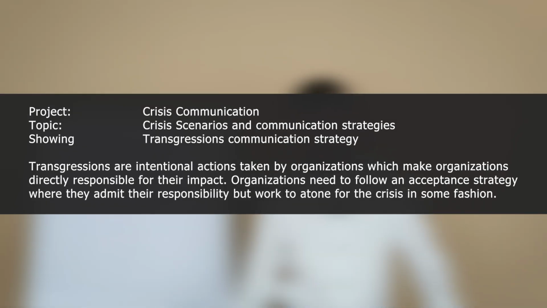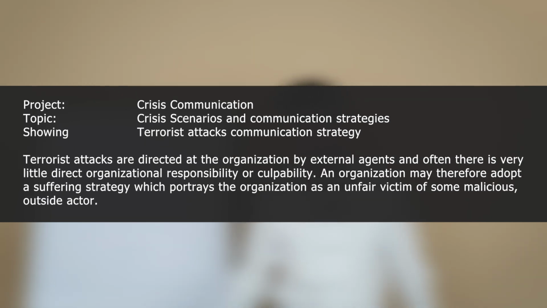Transgressions are intentional actions taken by organizations, which make organizations directly responsible for their impact. Organizations need to follow an acceptance strategy where they admit their responsibility but work to atone for the crisis in some fashion. Finally, terrorist attacks are directed at the organization by external agents, and there is often very little direct responsibility or culpability for the organization. One may therefore adopt a suffering strategy, which portrays the organization as an unfair victim of some malicious outside action.